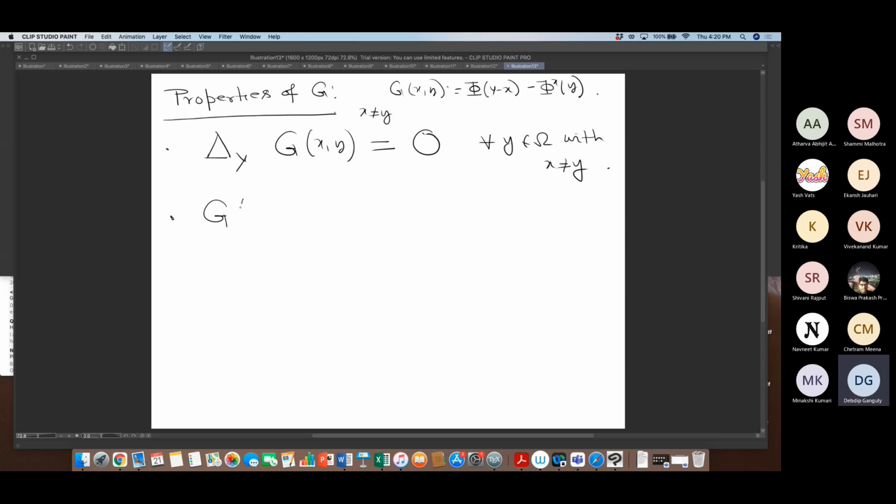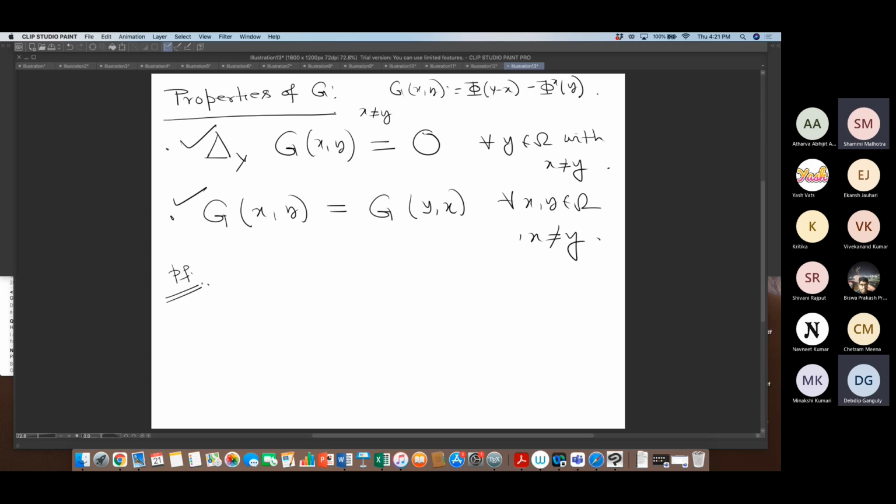Okay, this is not an easy problem. This is a symmetric function for all x, y in omega with x not equal to y. Okay, this is a triviality. How to prove this? Any idea? This is not an easy proof. It's the difference satisfying something, some approximation.